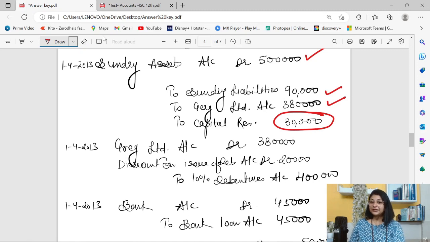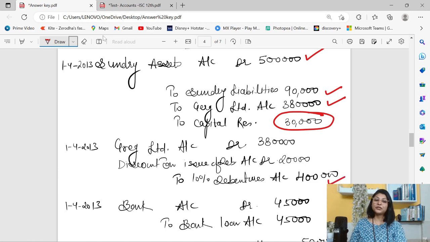Now we will discharge the liability to Gerg Limited by paying them. So it was 3,80,000, but the debentures here were issued at a discount. So how do we find out the number of debentures? That part is not written over here. PC divided by IP. I always say this formula. What is PC divided by IP? PC means purchase consideration and IP means issue price. So 3,80,000 divided by 95. We come to know there are 4,000 debentures.